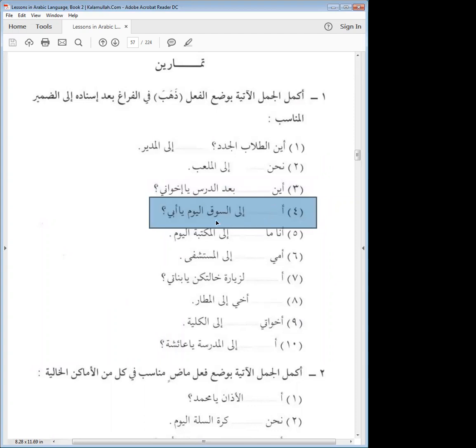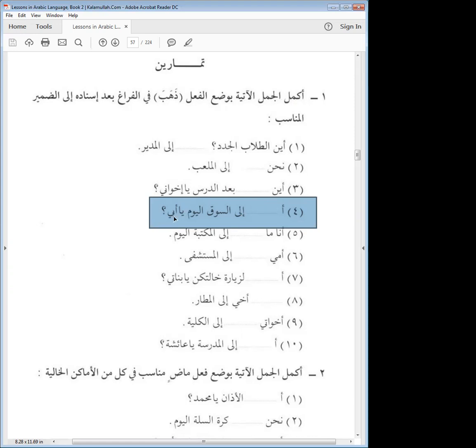Something إلى السوق اليوم يا أبي. Right, so we see the word ya again here. So we know he's speaking to somebody, right? But we need to make sure that the verb that we are applying, ذهب, refers to that person he is speaking to. So something ila suqil yawma ya abi. Right.